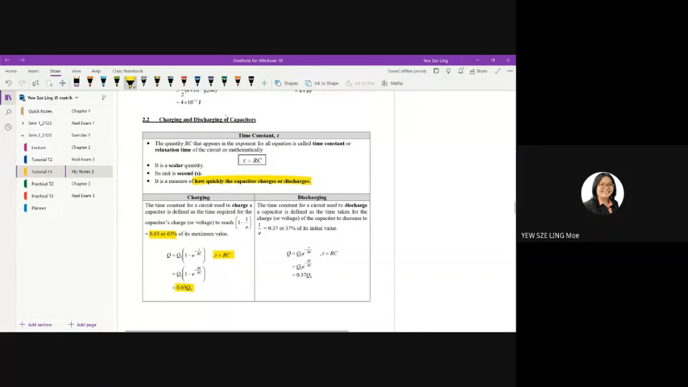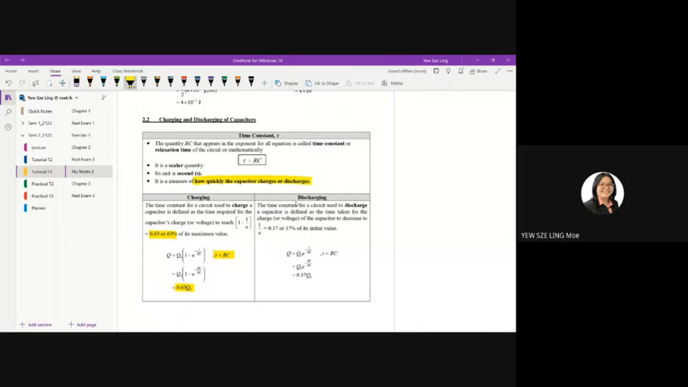Tau equals RC is actually the reference position. Why? Because like I told you before, it's going to take forever to fully charge or fully discharge a capacitor. Therefore, scientists need a reference time for us to identify how quickly the capacitor can charge or discharge. You cannot take the time to fully charge or fully discharge. It is impossible in reality. Therefore, they need a new reference and they choose tau equals RC as a reference point.